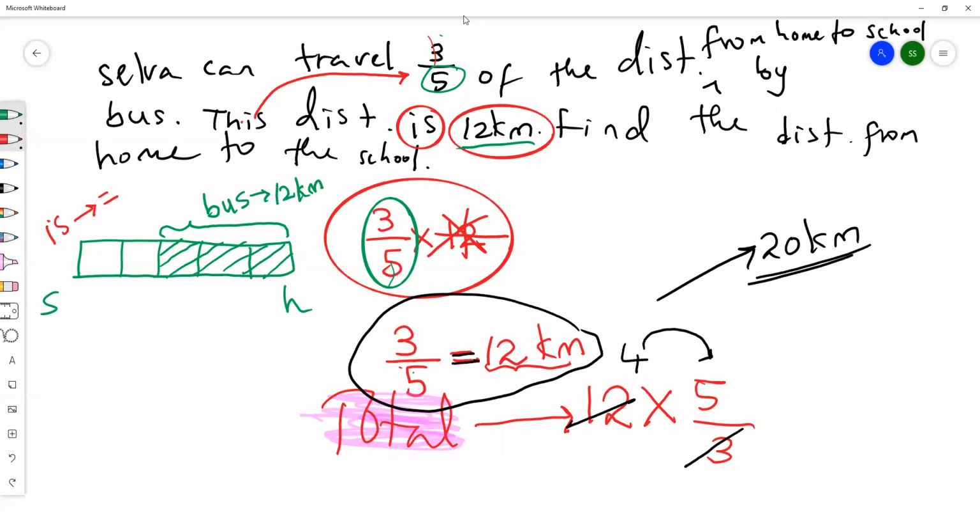Then each box is how many kilometers? 3 parts is 12. One part is how many kilometers? 3 portions are 12 kilometers, so one portion is 4 kilometers, 4 kilometers, 4 kilometers. Correct? 4 plus 4 plus 4 is 12. That is by bus. What is the total distance then? Here 4, 4, 4 means this also 4, this also 4. 4 plus 4 plus 4 plus 4 plus 4 is 20 kilometers. Diagram wise also you can find, children.